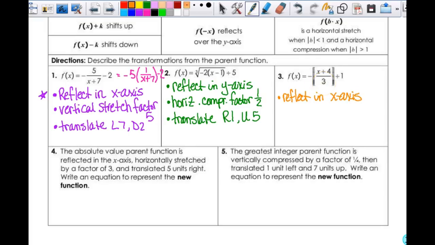Now this 3, this is not a reciprocal function because I have something in the denominator. Again, I can rewrite this as negative 1/3 times x plus 4, like so, plus 1. Whether or not you understand what the little symbols mean, it doesn't matter. That's the function that's happening. And so I'm going to reflect it in the x-axis because it's on the outside. This is happening in here with x, which means that it's going to be a horizontal stretch, a factor of 3. And then I'm going to translate left 4 and up 1.